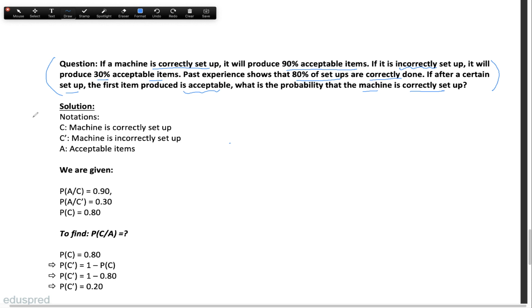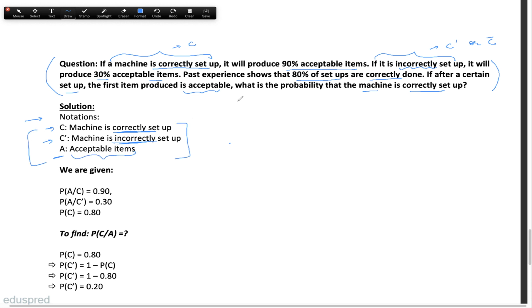So first, let's take some notations. C is the event that the machine is correctly set up. It's written over here that if a machine is correctly set up, so I'm calling this event C. Then C prime is the event that the machine is incorrectly set up. If it is incorrectly set up, I'm calling this event C prime. It's not necessary that you work with the same notations. If you want, you can also call it C bar or something else. And then I'm defining A as the event that we have acceptable items. So these are the three notations that I'm introducing.